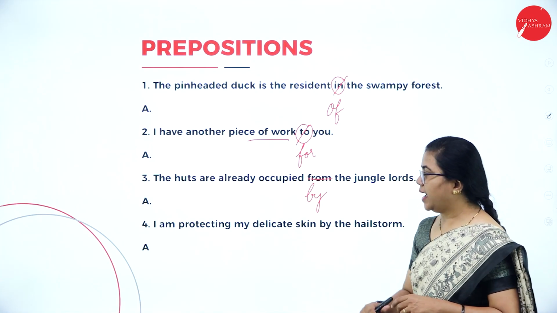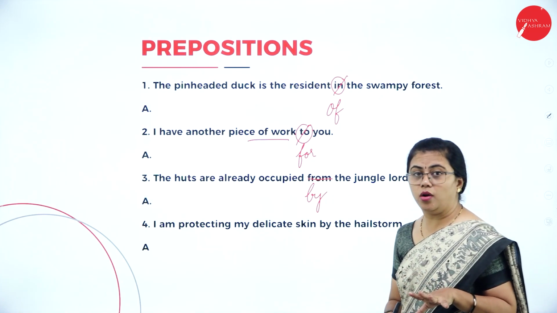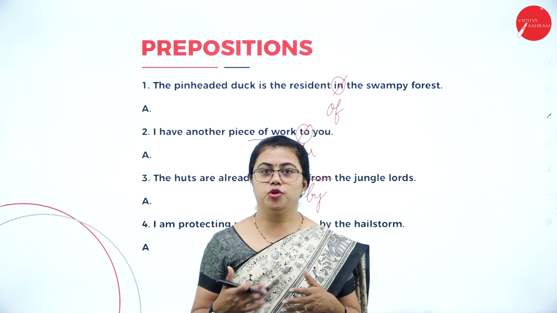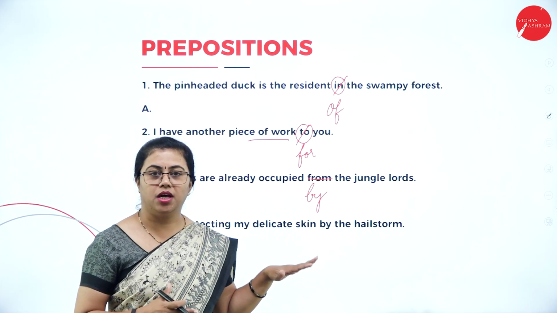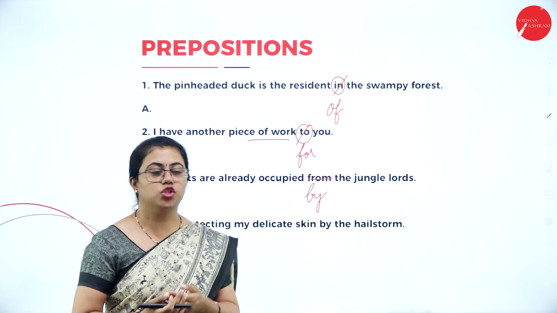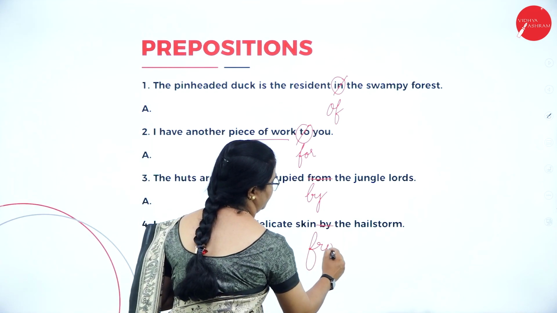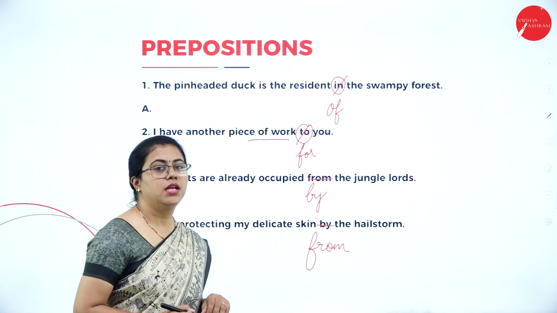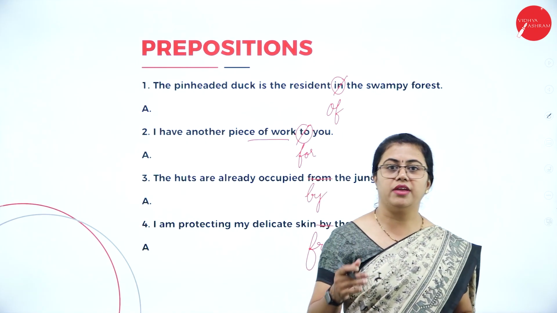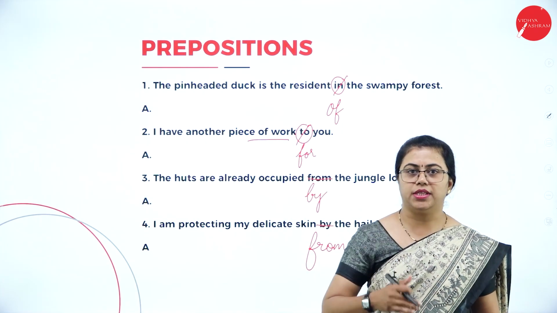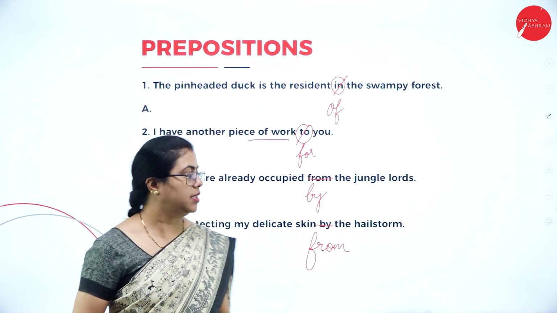Next sentence: I am protecting my delicate skin by the hailstorm. So now something that is moving there, hailstorm, you know, right? Alikallu they say in Kannada, so that one. You are protecting something, so when you are protecting something, you use "from." Here you ought to use "from." "By" means it is already present there, but the hailstorm is arriving and you're protecting yourself from that. So this way you have to use a proper preposition in these sentences.